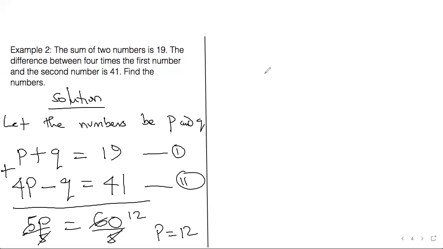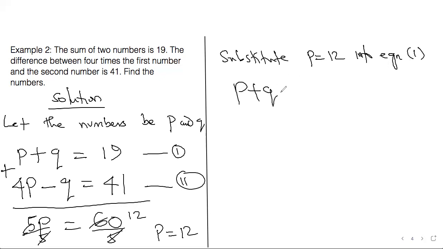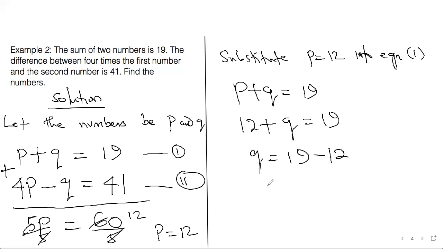Then we can get the second number by substituting the value of P into maybe equation 1. Substitute P equals 12 into equation 1. So if you do that, you have P plus Q equals 19, and you have 12 plus Q equals 19. Q will be 19 minus 12, and Q will be 7. So it means the first number is 12 and the second number is 7.